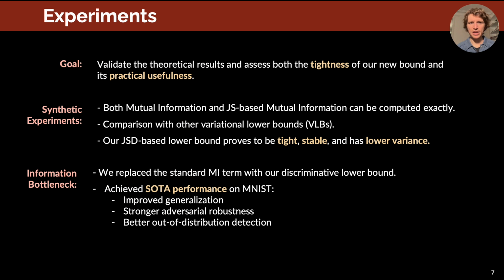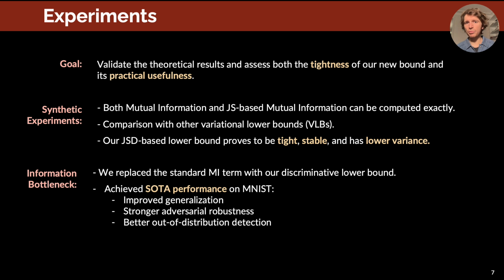We validated our theoretical results through a series of experiments designed to assess both the tightness of our bound and its practical usefulness. We first analyzed this bound in a synthetic setting where both the mutual information and the Jensen-Shannon divergence can be computed exactly. And compared to other variational lower bounds, our bound provides estimates with reduced bias and variance.